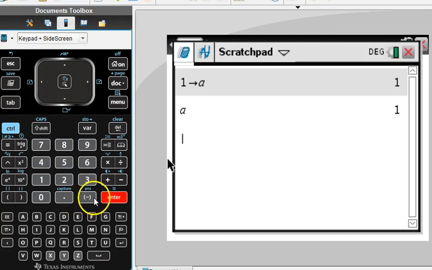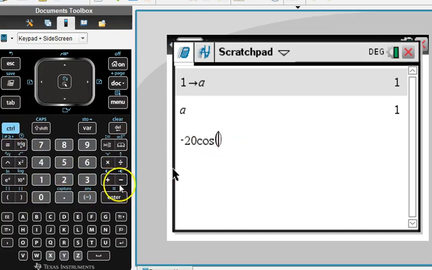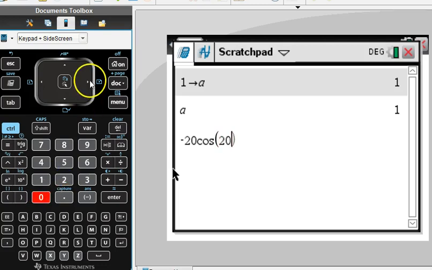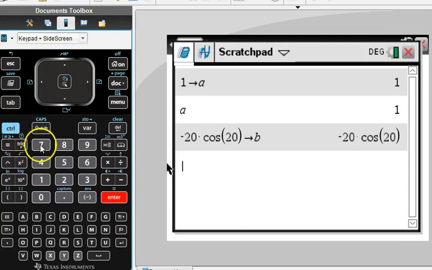Now I'm going to do the same thing for B. I'm going to use the negation sign next to enter, not the subtraction sign. So negative 20 cosine of 20. Make sure you right arrow to get your cursor out of the parentheses, and then Control Variable to get the store, and then B, and push enter. And then our last one is 75, Control Store C. So now when I type in A, B, and C on my calculator, the calculator will recognize those three variables with the numbers that I have stored inside them.